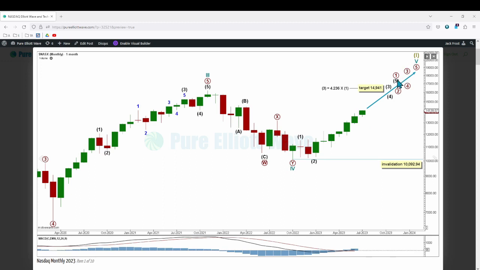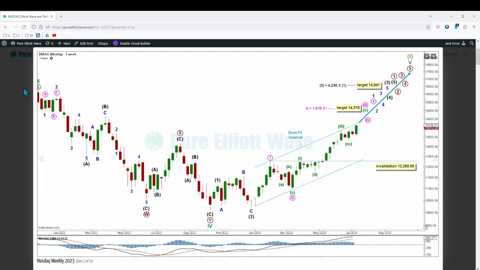Primary wave 1 is expected to be an incomplete impulse with intermediate waves 1 and 2 over here, and now expecting price to increase for intermediate wave 3. It has a target calculated to reach 4.236 times the length of intermediate wave 1 at 14,941. No corrective movement within cycle wave 3 can move below its start at 10,092.94, or this wave count will have to be invalidated.